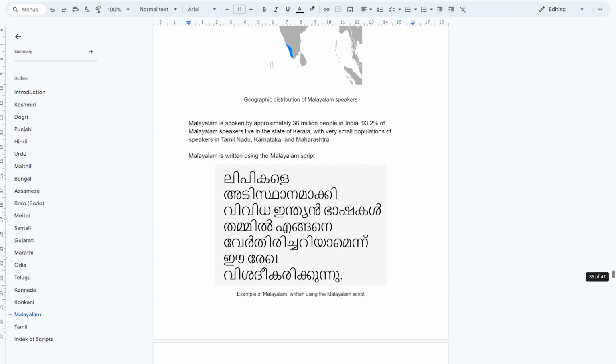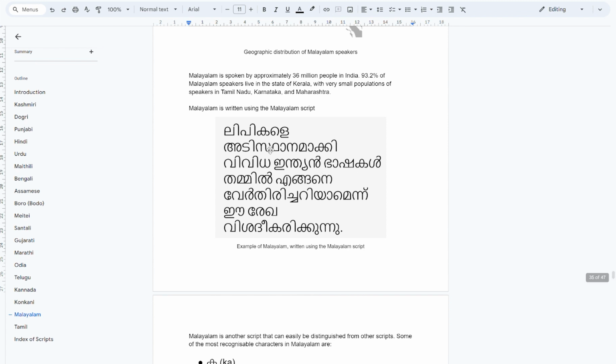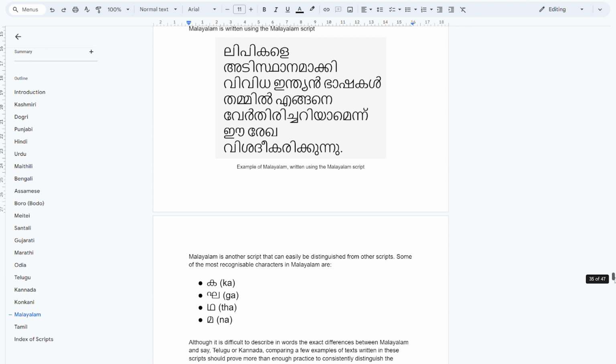So Malayalam is written using the Malayalam script. That's what it looks like. It's a very distinct script. Some of the most recognizable characters are these ones, but realistically speaking, a lot of them are very distinct. Perhaps the language that it most closely resembles are like Tamil, or perhaps also Odia in Odisha. You could potentially get those two confused, but hopefully Malayalam should be distinct from those two.